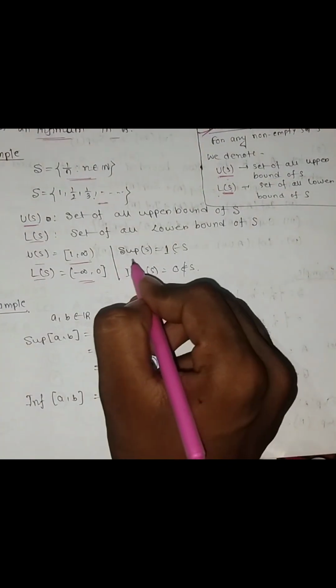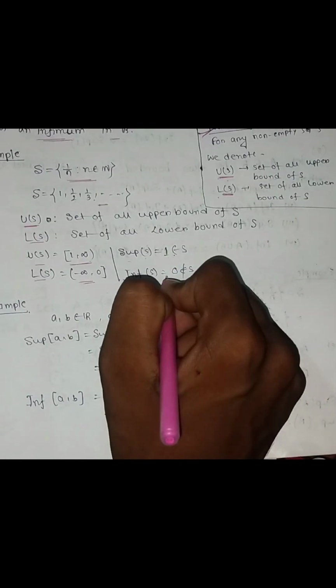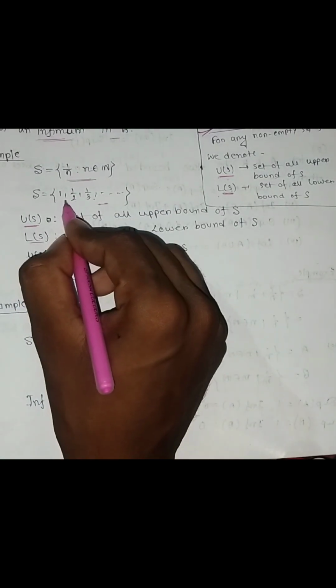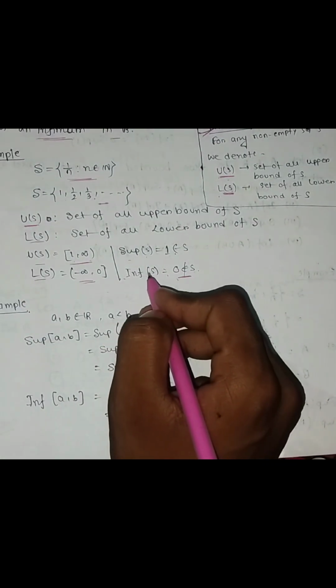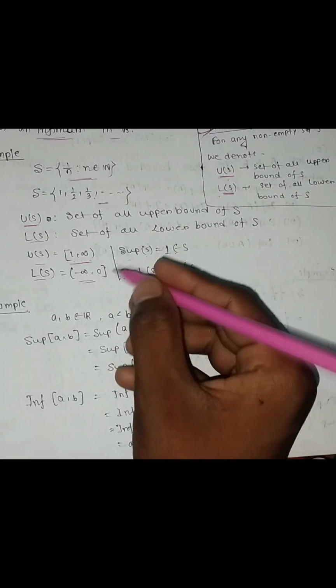So the set of upper bounds is 1 comma infinity, and the set of all lower bounds of S, which is LS, is minus infinity comma 0. The supremum of S is 1 and the infimum is 0. 1 belongs to the set, but we know 0 does not belong to the set. 0 is the limit of the set but does not belong to S, and that's why the infimum or supremum may or may not be present in the set.